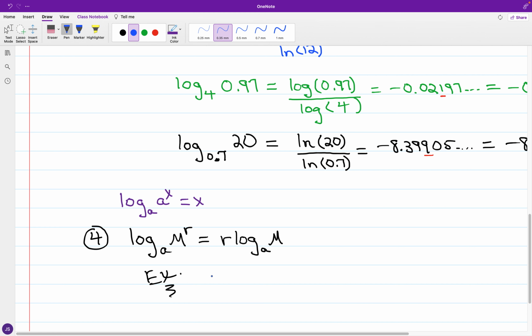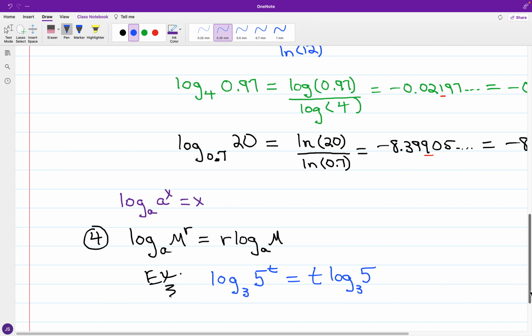And let's say I have something like the base 3 logarithm of 5 to the t. So you have a represented by 3, m by 5, r by t. And so we have t in the power position, and I can write this as a coefficient. So in the rewrite, the equivalent of the base 3 logarithm of 5 to the t is going to be t times the base 3 logarithm of 5.